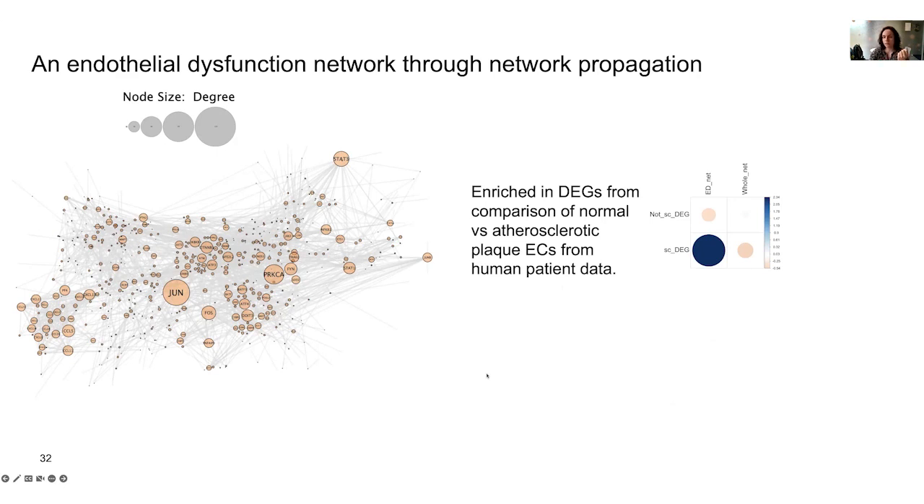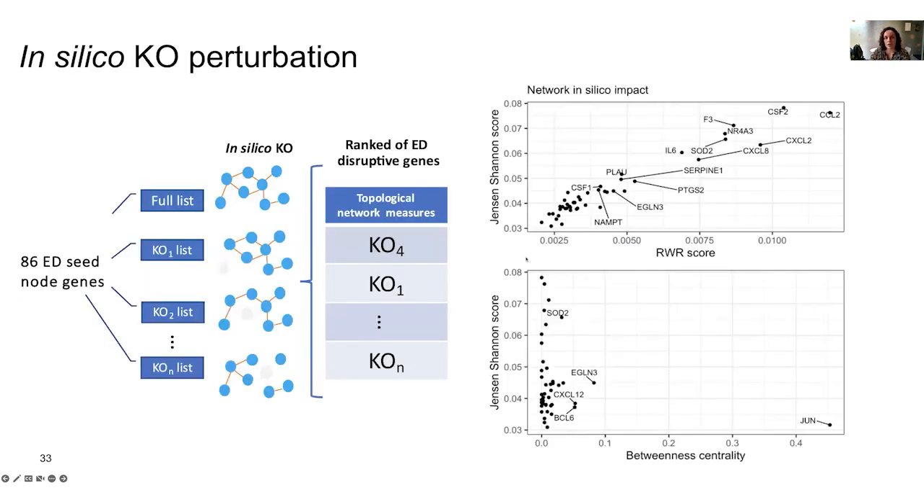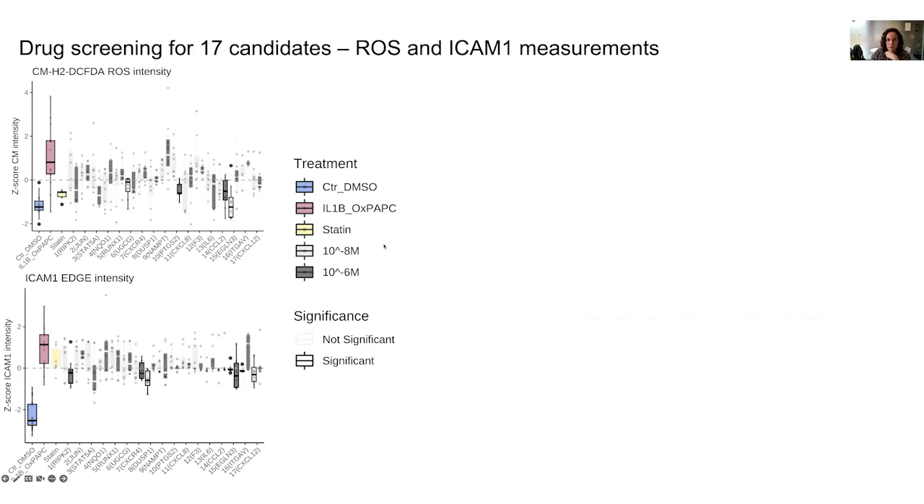So now that we had this network, we wanted to do our in silico perturbation. So what we did is for those 86 endothelial dysfunction genes, we removed each one as if simulating an in silico knockout and regenerated the network. And then we compared the resulting networks with the original one using the Jensen-Shannon distance. And by combining this score with random walk score and the betweenness centrality, we were able to get a ranking of our genes. And so from among the top ones, we selected 17 for which there was a drug available, and we performed in vitro tests.